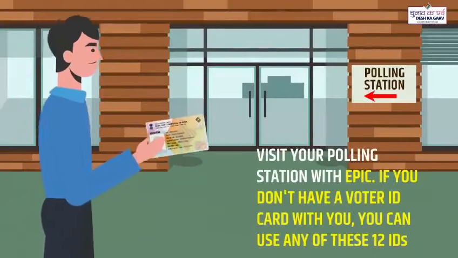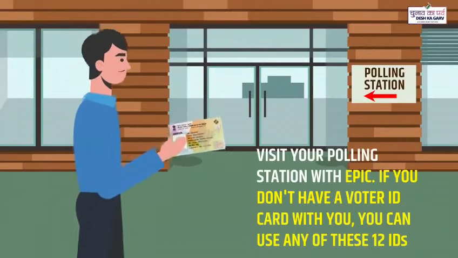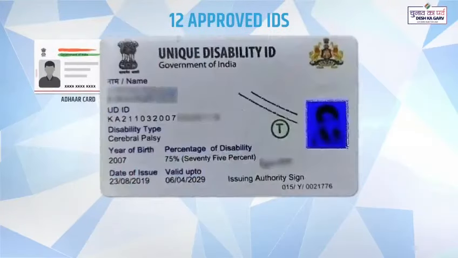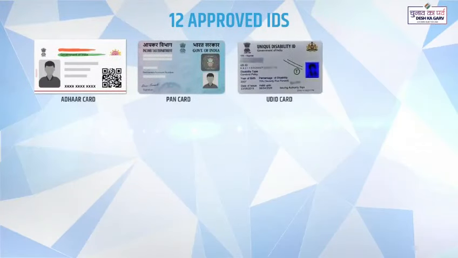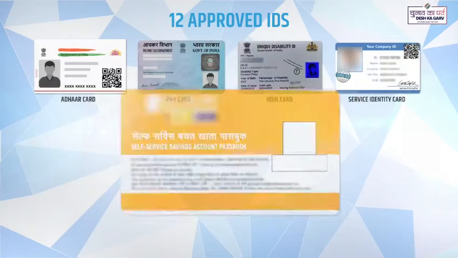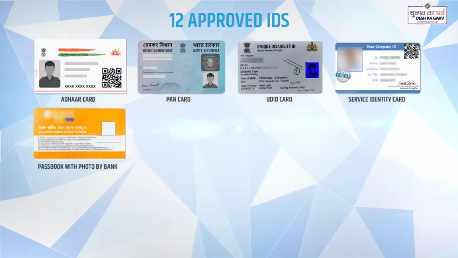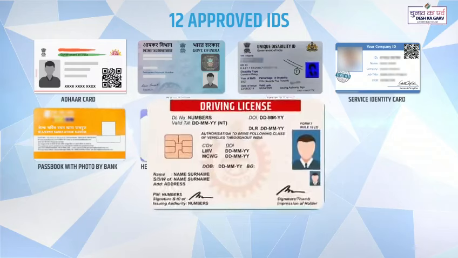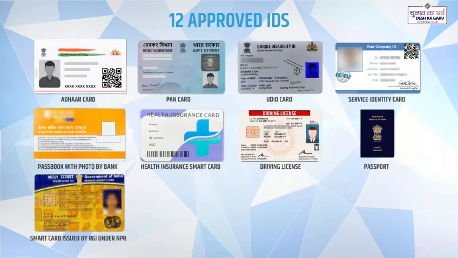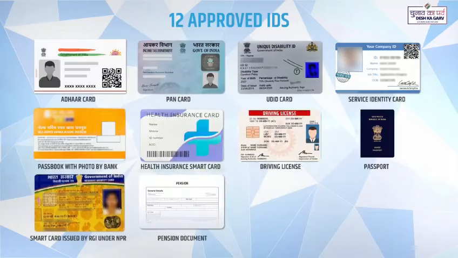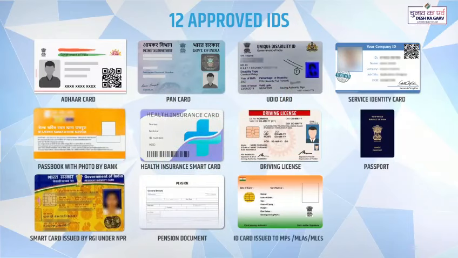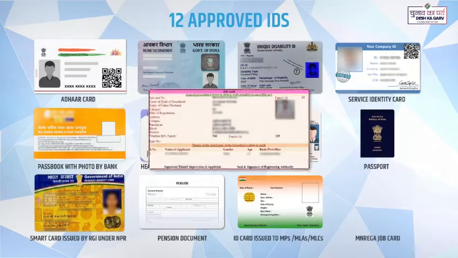On the polling day, visit your polling station with EPIC. If you don't have a voter ID card with you, you can use any of these 12 IDs, which are Aadhaar card, PAN card, Unique Disability ID, UDID card, Service Identity card, passbooks with photograph issued by bank or post office, health insurance smart card issued under the scheme of Ministry of Labour, driving license, passport, smart card issued by RGI under NPR, pension document, official identity card issued to MPs, MLAs, MLCs, MGNREGA job cards.